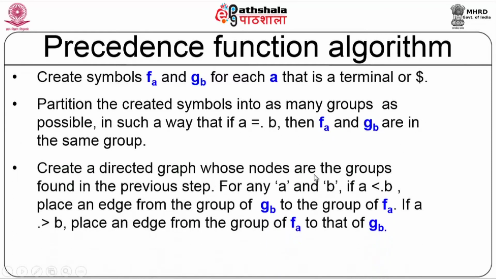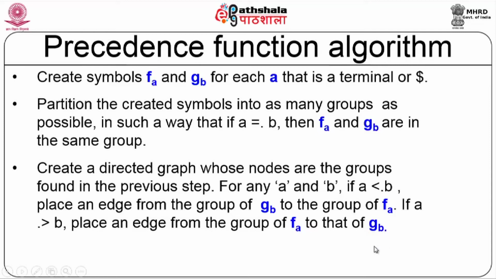Okay. And then you are going to group it basically. Create a directed graph whose nodes are the groups found in the previous step, and for any a and b, if a is less than b, place an edge from the group of GB to the group of FA. So, from GB to FA, you have a directed edge if A is less than B. Okay. So, A is less than B, so the direction should go from GB to FA. If A is greater than B, place an edge from the group of FA to GB.